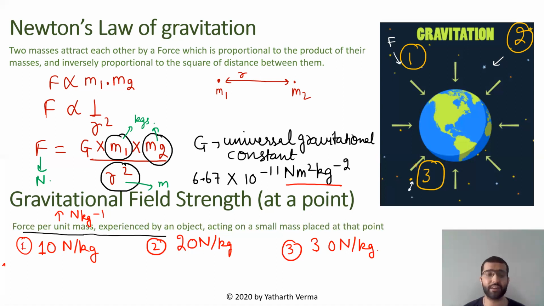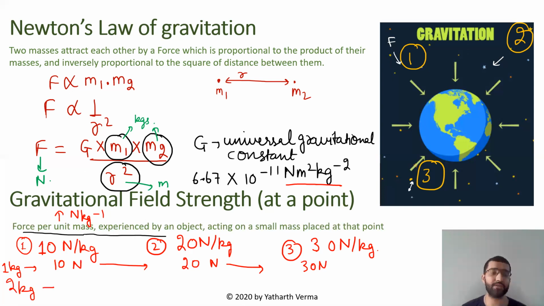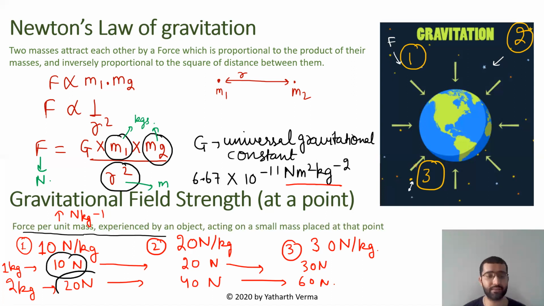So if I have a 1 kg object, at point 1 it is pulled by 10 newtons. At point 2 it is pulled by 20 newtons. At point 3 it is pulled by 30 newtons. If I have a 2 kg object, 20 newtons, 40 newtons and 60 newtons. So now what does this tell me? If the mass is more at the same point, the force becomes more. Why? Because per kg it's being pulled by a certain amount. It also tells me that the pull on the same mass is more on point 2 and even more on point 3.